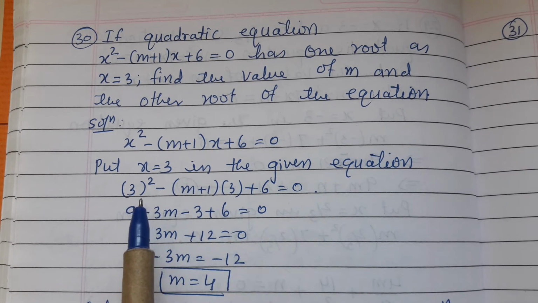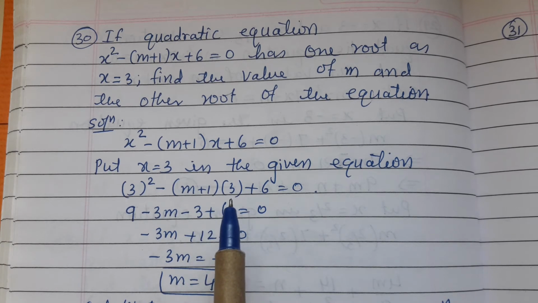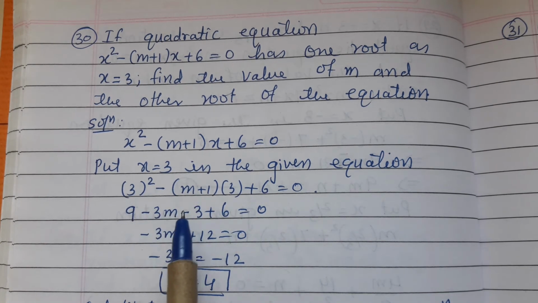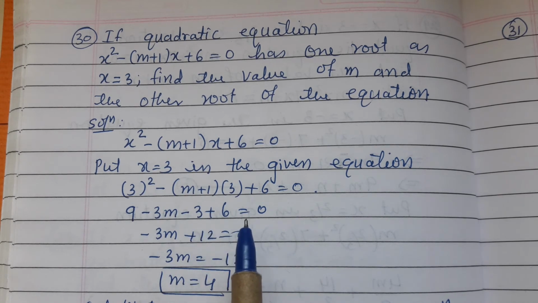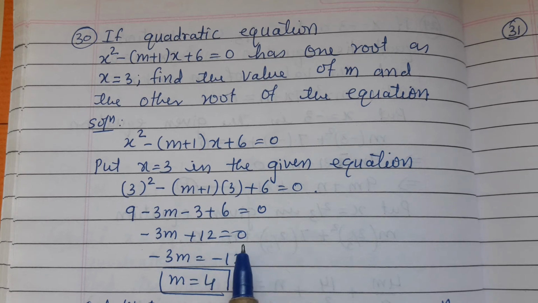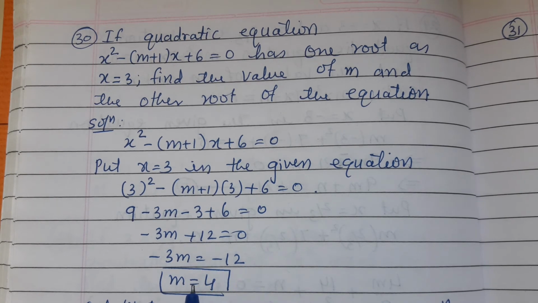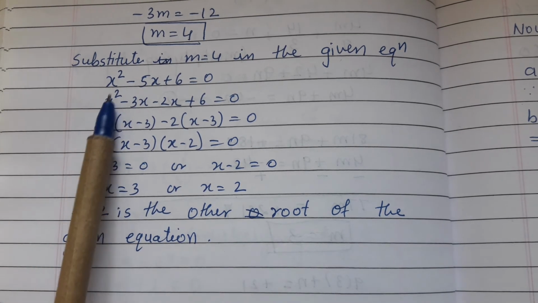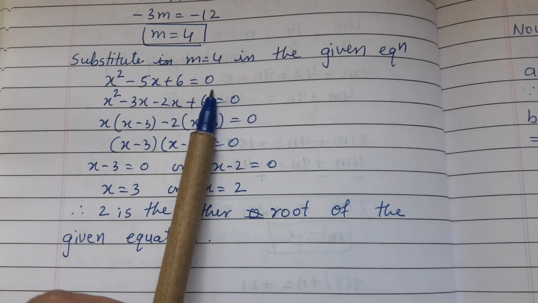We get 3 square minus m plus 1 into 3 plus 6 is equal to 0. That is 3 3s are 9 minus 3m minus 3 plus 6 is equal to 0. So 9 minus 3 is 6, 6 plus 6 is 12. So we get minus 3m plus 12 is equal to 0. That is minus 3m is equal to minus 12. m is 4. Substitute m is equal to 4 in the equation. So we get x square minus 5x plus 6 is equal to 0.